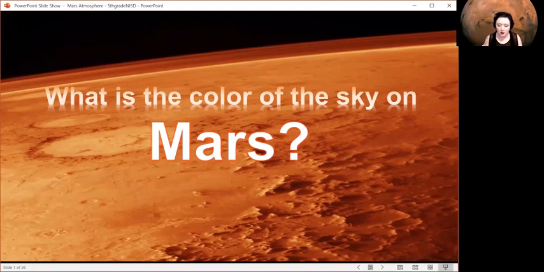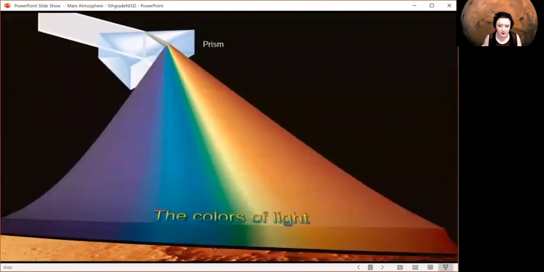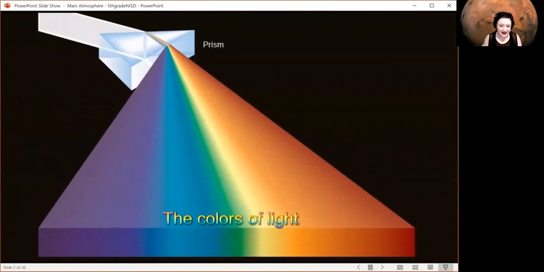Talk about what the color of the sky is on Mars. Before I can do that, I need to talk about the colors of light. If you ever looked at how light passes through a prism, that is a triangular or pyramid-shaped block of glass, you see that white light gets split up into all sorts of different colors.